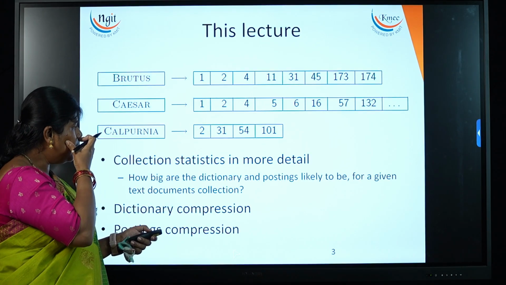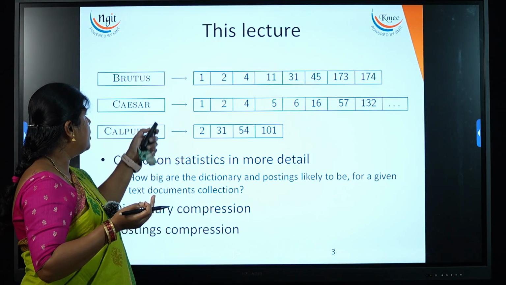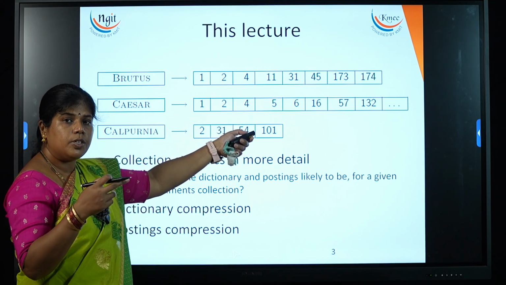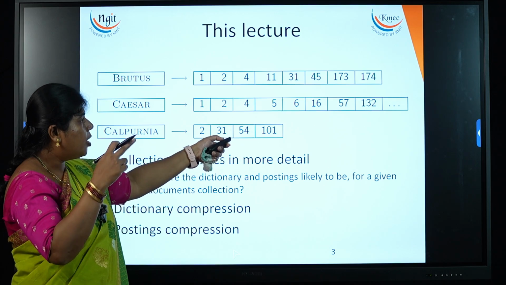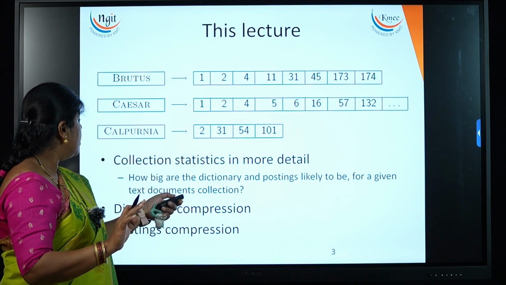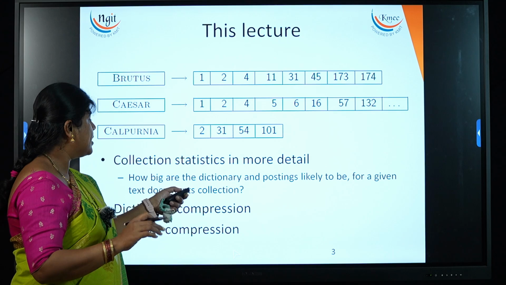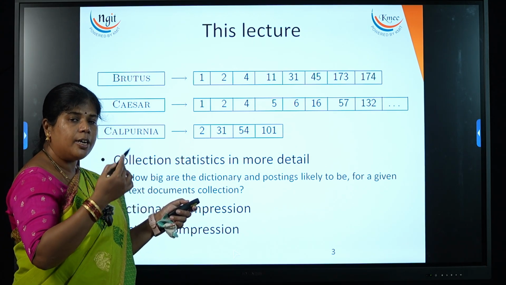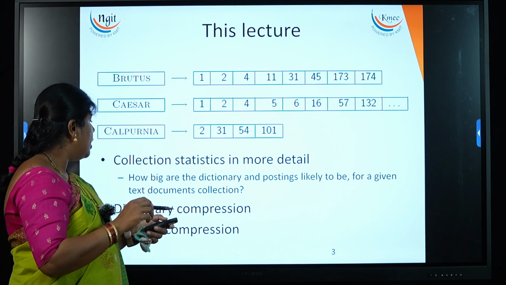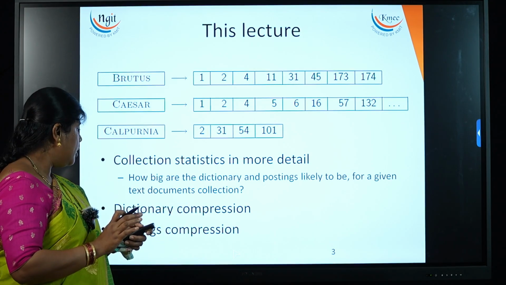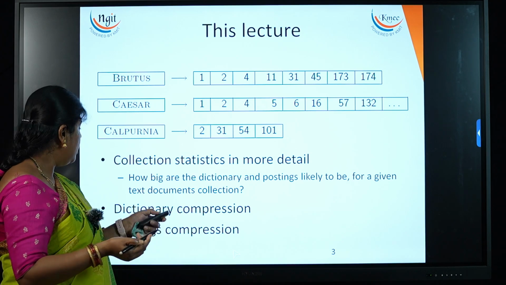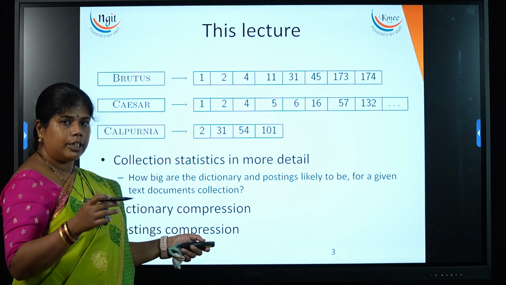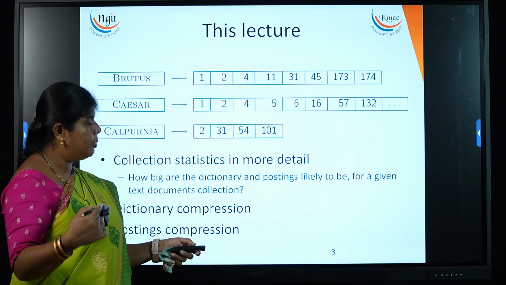Now, in the previous video, we have seen that we are having three terms and these are the document IDs in which those terms are existing. So, I have prepared my inverted index. Now, what collection statistics is telling me is how big a dictionary and posting you are using and how much memory you need, and what are the types of compression, that is the dictionary compression and posting compression. So, all these contents we are going to see in this video one by one.